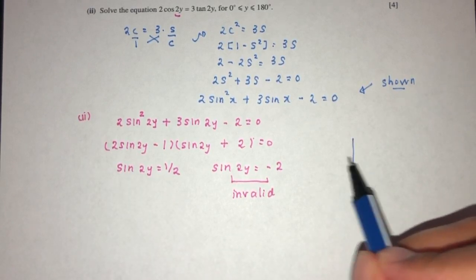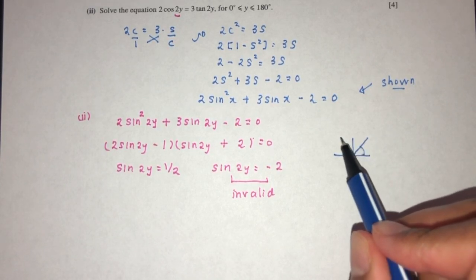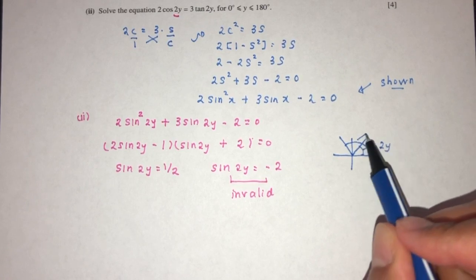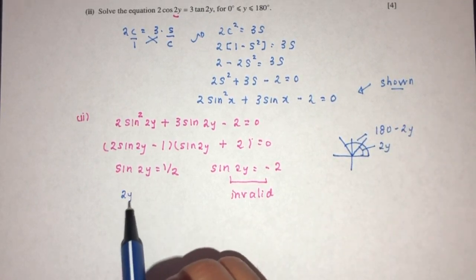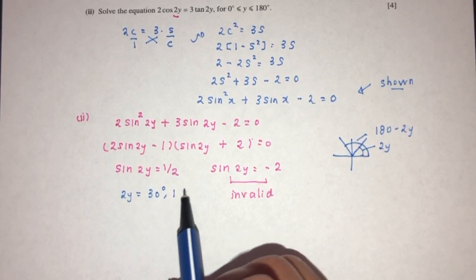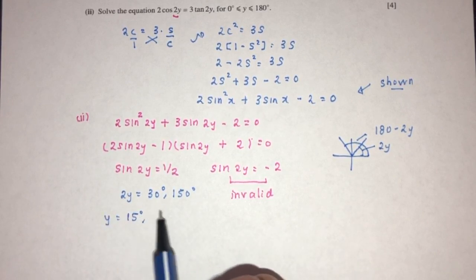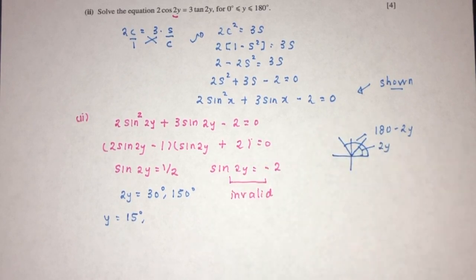Now when sine is positive, it will be in the first quadrant and in the second quadrant. This is the angle directly, and this will be 180 minus 2y. So 2y will be what? Sine inverse of half. That should be 30 degrees, but also 150. So y can be 15, and could be what? 150 divided by 2, that should be 75.